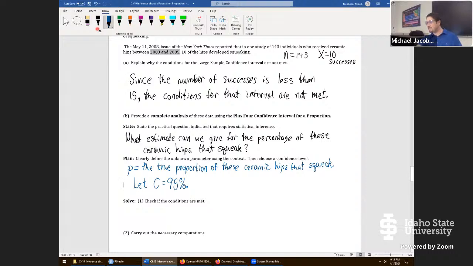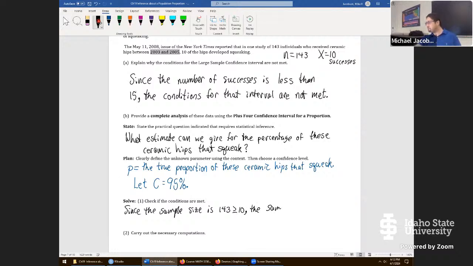So first thing I'd probably say is, since the sample size is 143, which is greater than or equal to 10, that's our benchmark for this analysis.